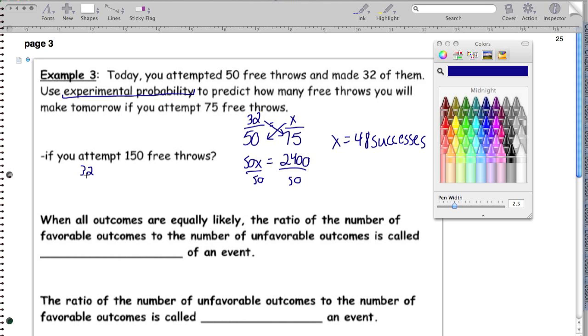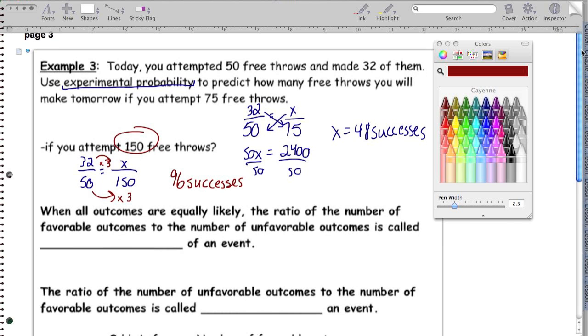Now if I attempt 150 free throws, similar concept. I'm going to start with my experimental probability from today where I found I got 32 out of 50 successful. And instead of over 75, now it's going to be over 150. I could cross multiply, but don't forget, sometimes there's going to be shortcuts. 50 times 3 is 150. 32 times 3 is actually 96. So I can get my answer just like that. 92 successes should be anticipated if I'm going to shoot 150 free throws.